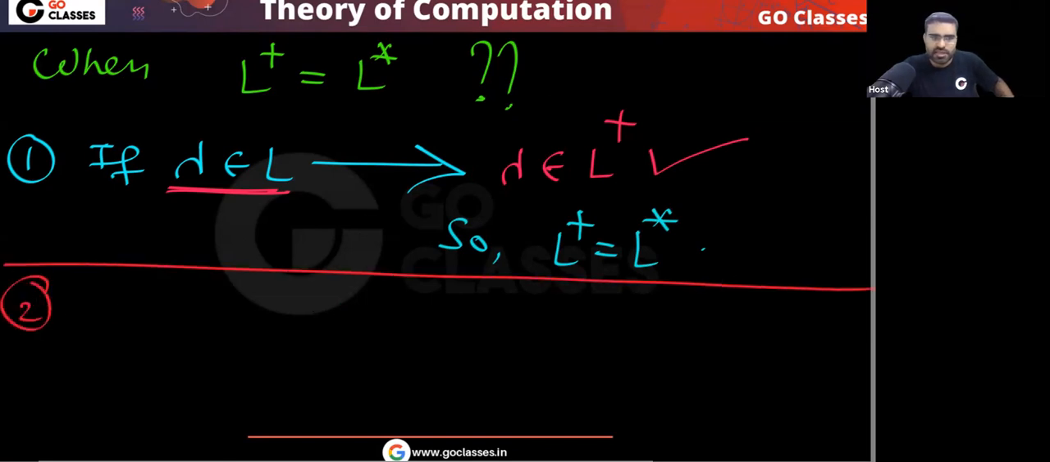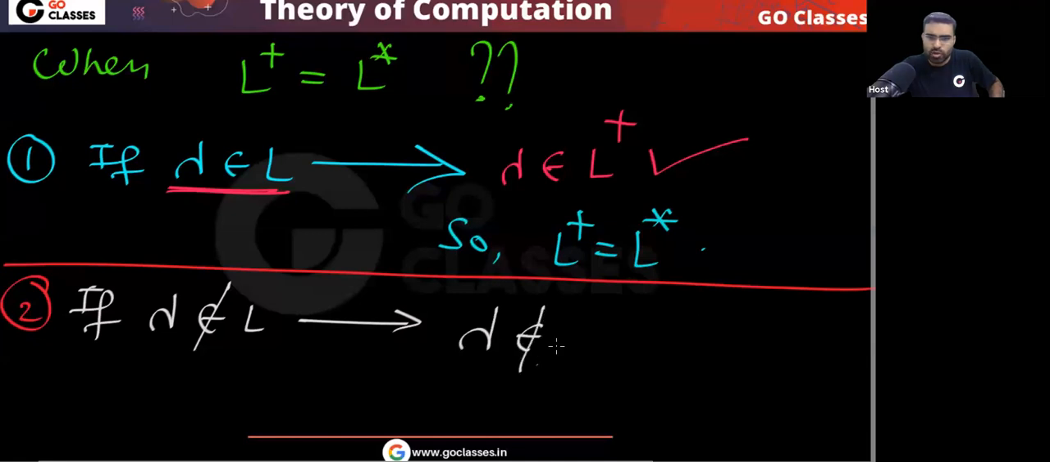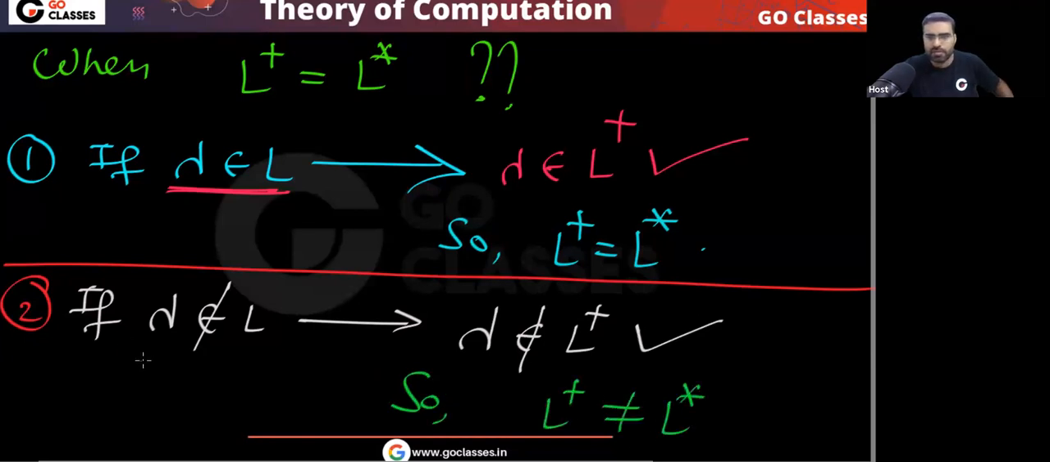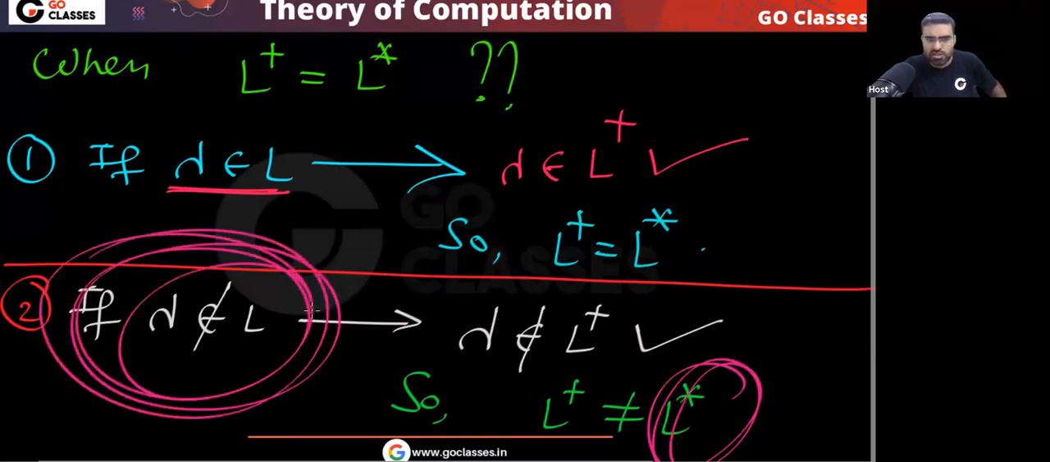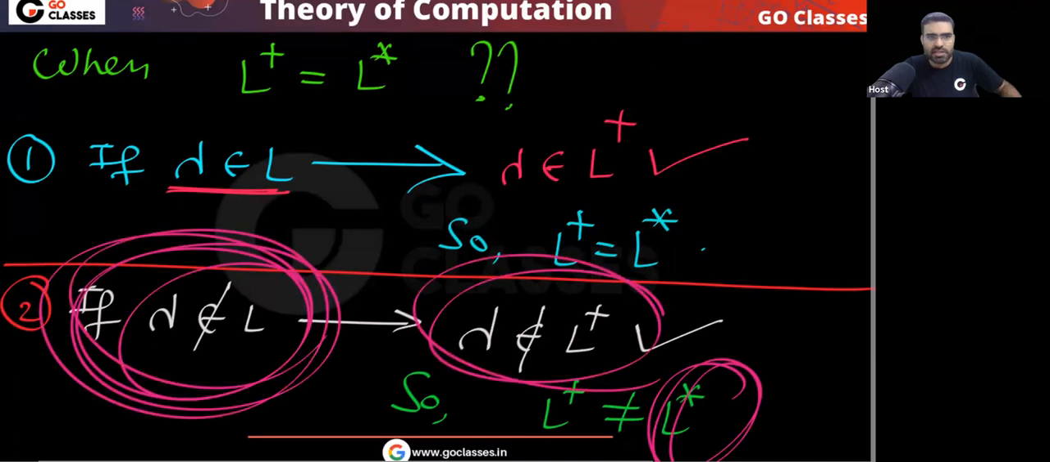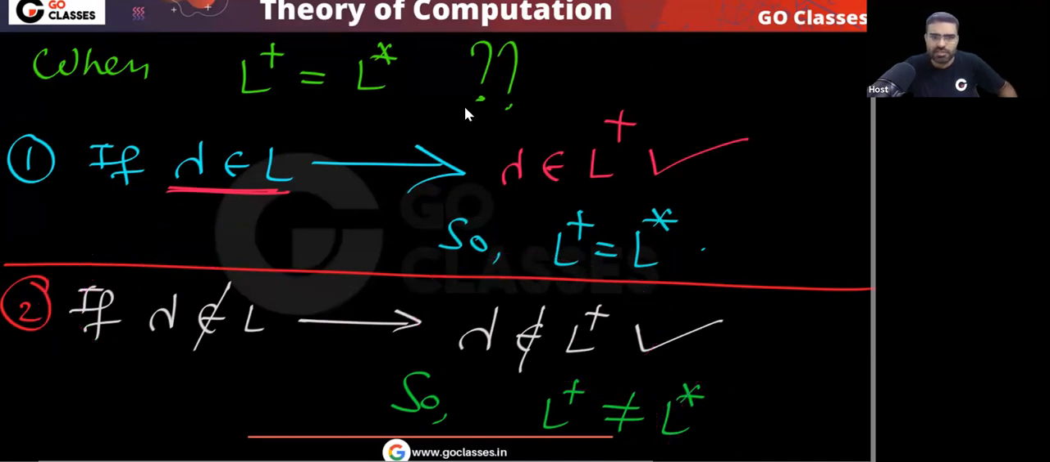Next, second, if L does not contain the empty string, if the empty string does not belong to L, then can I say that the empty string does not belong to L plus? Yes or no? In this situation, I can say L plus is not the same as L star, because L star will always contain the empty string, but in this situation L plus does not contain it. So L star and L plus are different.